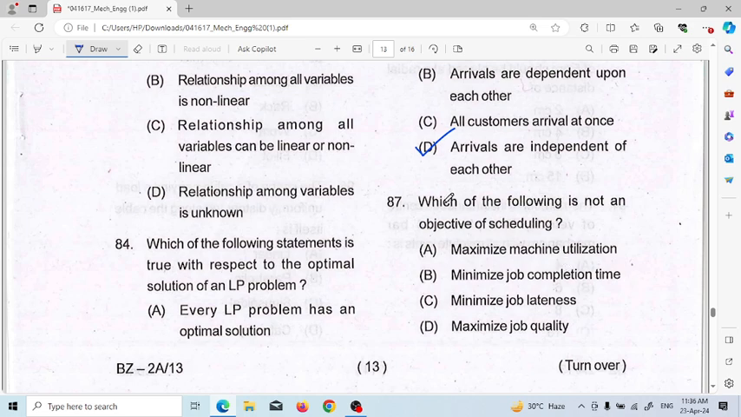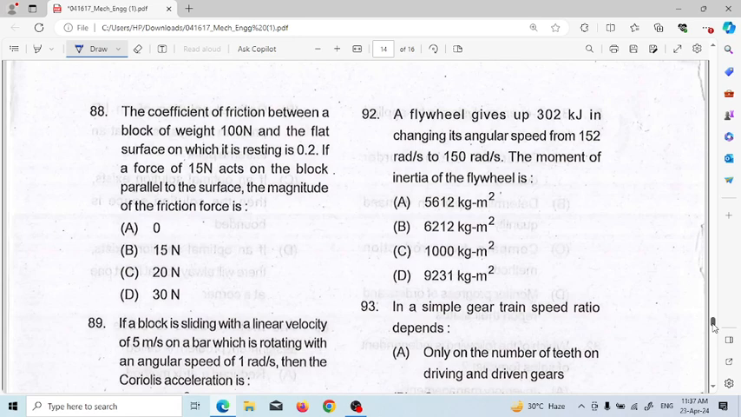Question number 87. Which of the following is not an objective of scheduling? Maximize machine utilization, minimize job completion time, minimize job latency, or maximize job quality. This is the right answer, which is not an objective of scheduling: maximize the job quality. So the 87 answer will be D.